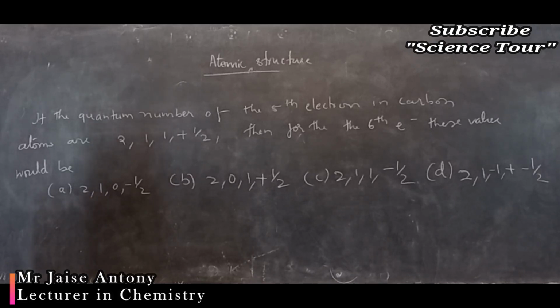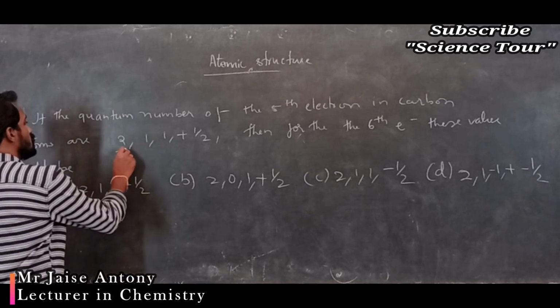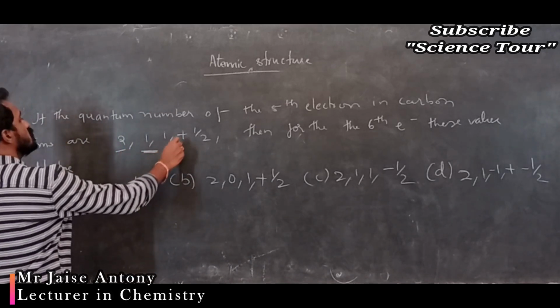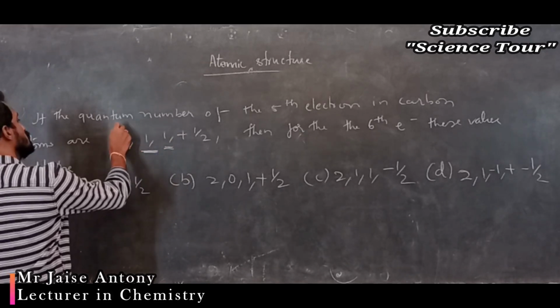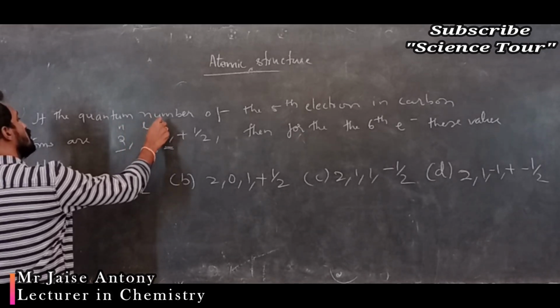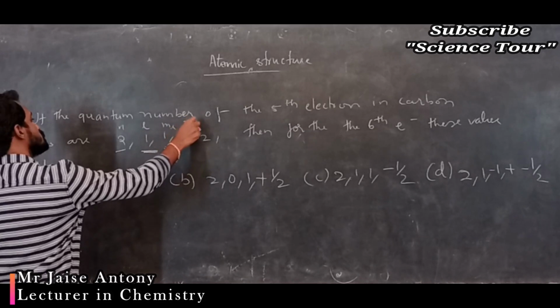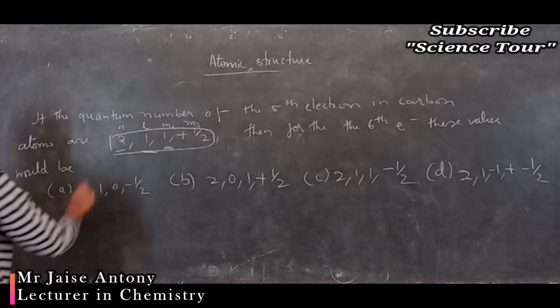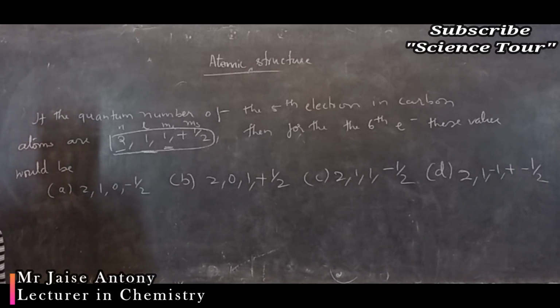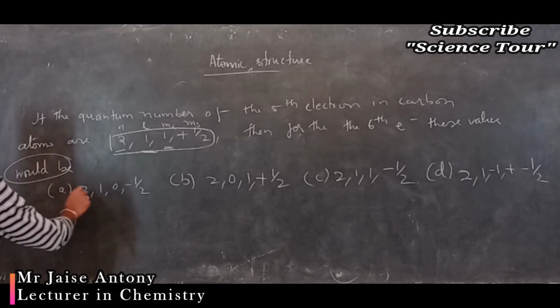1, plus 2, 1, 1 plus half, that means this is principal quantum number, azimuthal quantum number, n, l and m l and m s, magnetic quantum number. Four quantum numbers are given, 2, 1, 1 plus half. Then for the 6th electron, which value we have to find out.